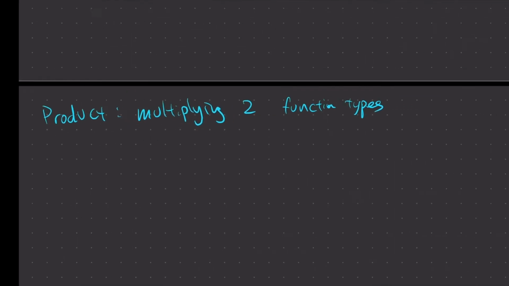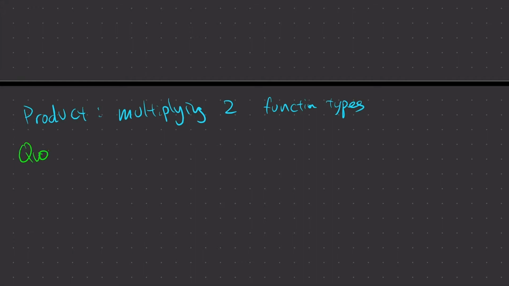Okay. Quotient rule is dividing two function types.